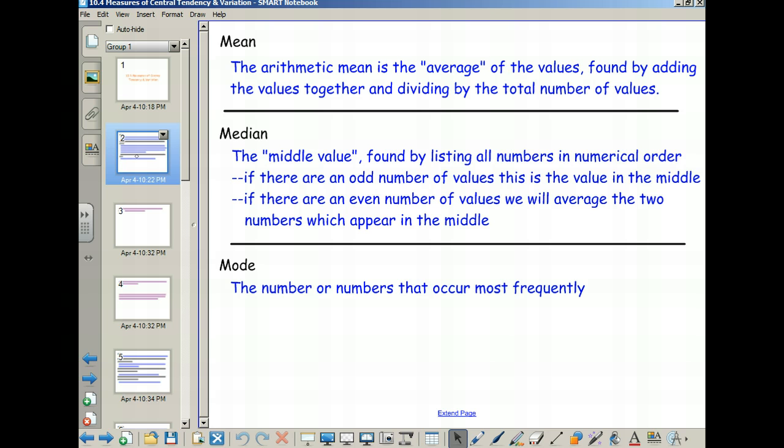The mean is the arithmetic mean. It's the average of the values, found by adding the values together and dividing by the number of values. If I want to find out the class average on a test, I add all your numbers together and divide by 6 if there are 6 people in the class. So when you say average, most likely this is what you're talking about.